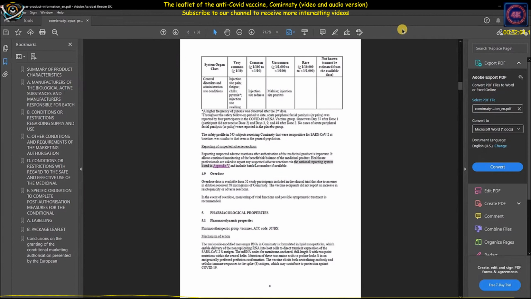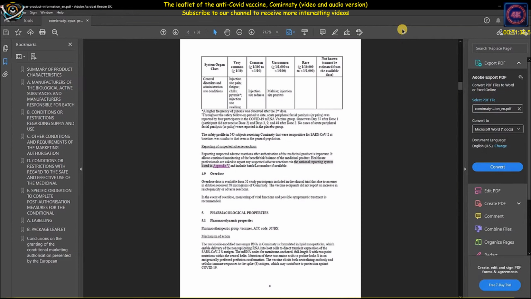Reporting of suspected adverse reactions. Reporting suspected adverse reactions after authorization of the medicinal product is important. It allows continued monitoring of the benefit/risk balance of the medicinal product. Healthcare professionals are asked to report any suspected adverse reactions via the national reporting system listed in Appendix V and include batch/lot number if available.